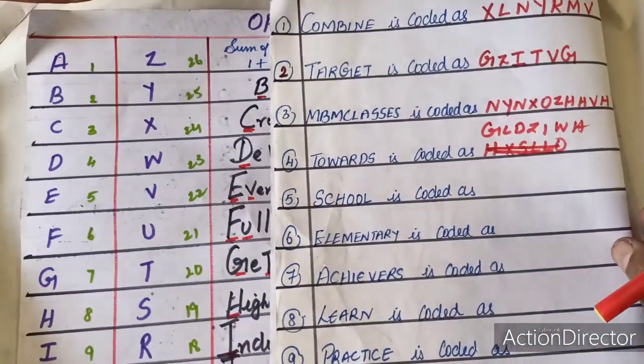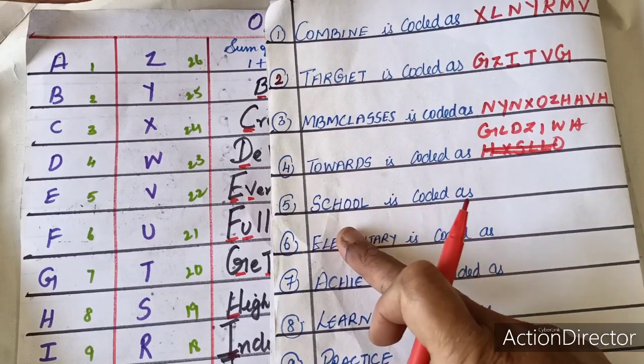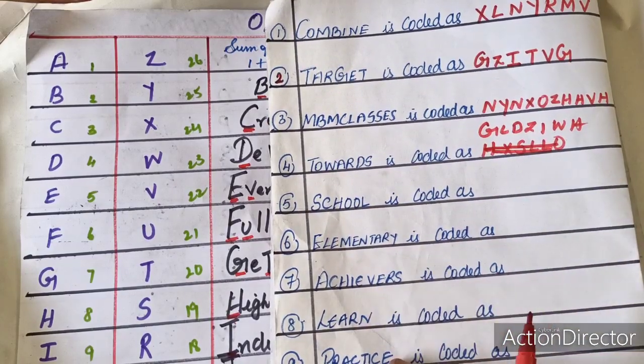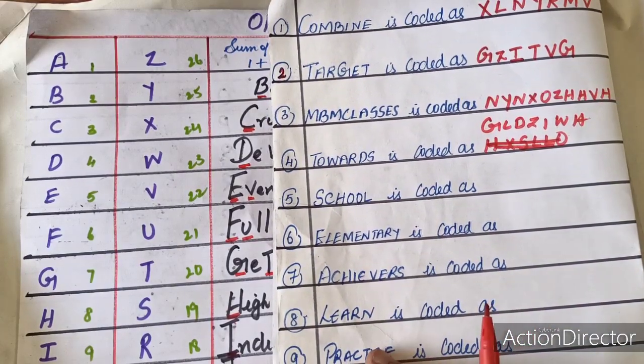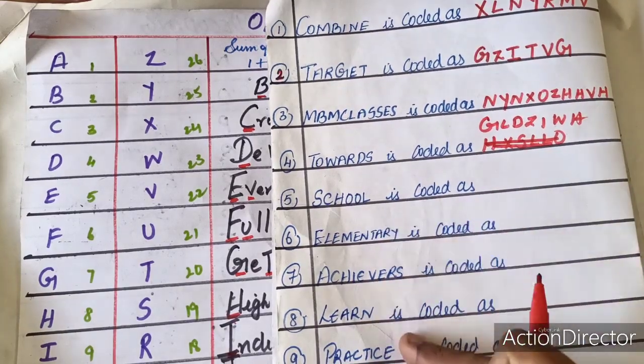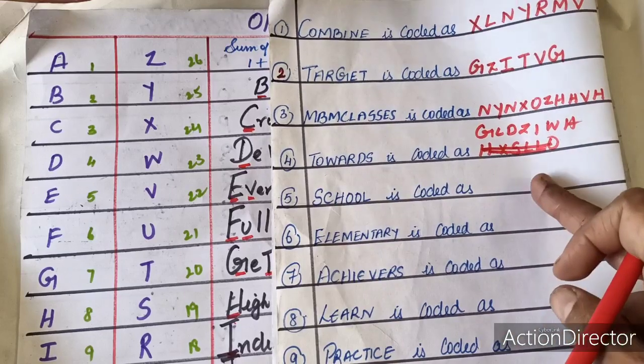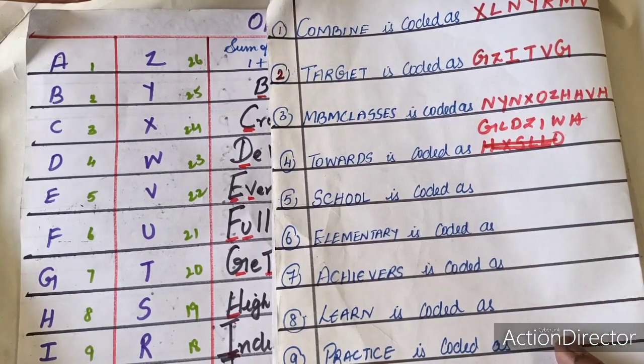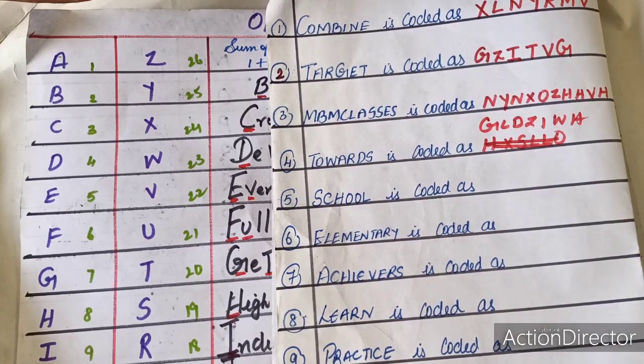So in the same way, you are supposed to write school, elementary, achievers, practice, perfect. As you know, practice makes a man perfect. So in this way, if you are going to practice all these, you can do the coding over here. No doubt, this coding is asked in each and every competitive exam, in your IMO, in your railway exam, in your bank exam. So now itself you are going to practice. It will be helpful for your future.